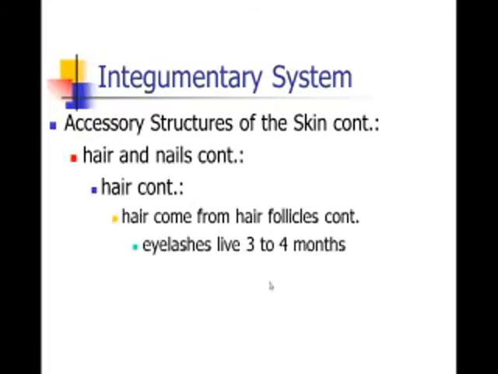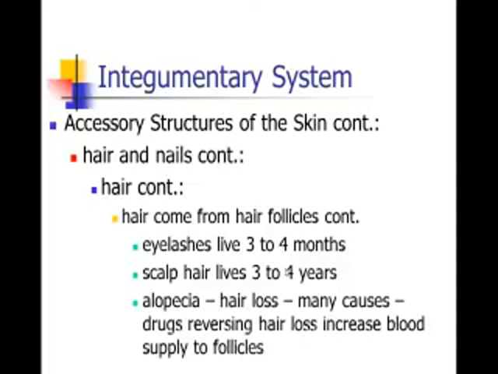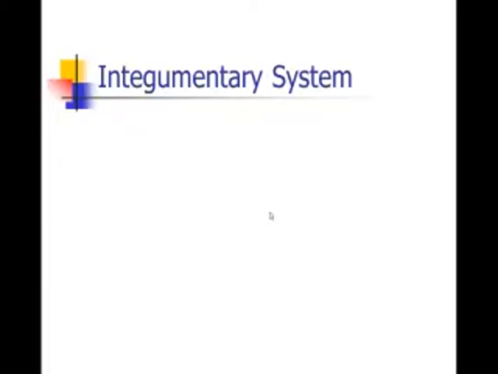Okay, so eyelashes typically live from 3 to 4 months, and your scalp hair lives from 3 to 4 years. Now, some people have alopecia, which is hair loss. There are a lot of things that can cause this. One of the things that's used to reverse hair loss is to give drugs that increase the blood supply to the follicles. If you decrease the blood supply to the follicles, which happens in old age, then the hairs start to die.